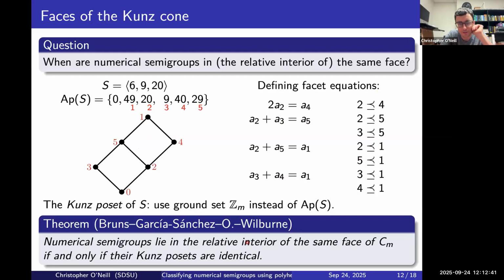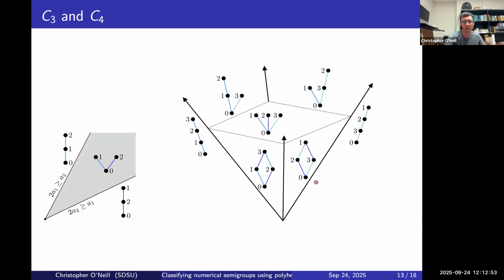All right, so that settles the question of when two numerical semigroups live in the relative interior of the same face of this cone. And the answer turns out to be combinatorial, which is nice. Here, if we revisit m equals 3 and m equals 4, we've got each of the Kunz posets that can arise showing up here. So for m equals 3, if you're on the interior, then A1 and A2 end up being incomparable in the Apéry poset. If you end up on one of the extremal rays, you get a total ordering.